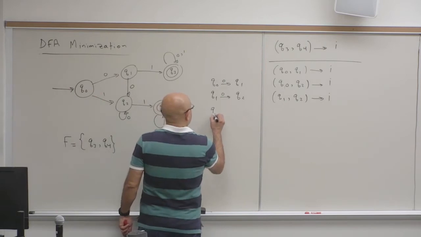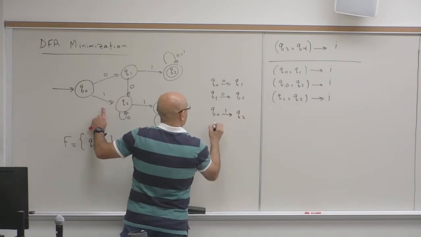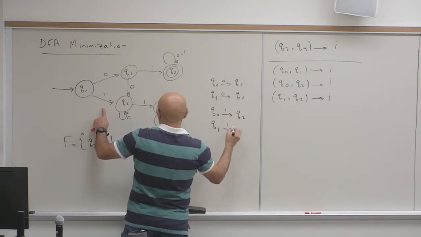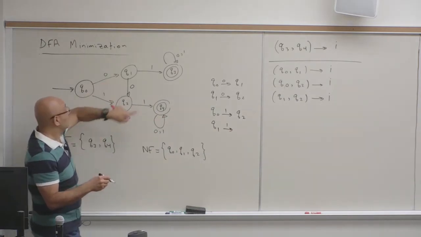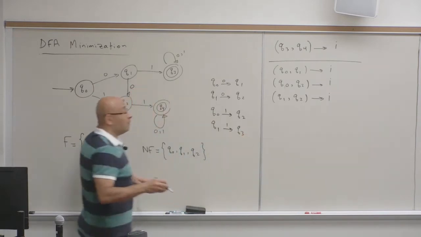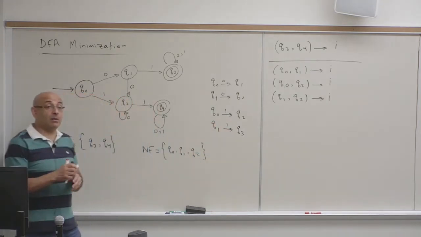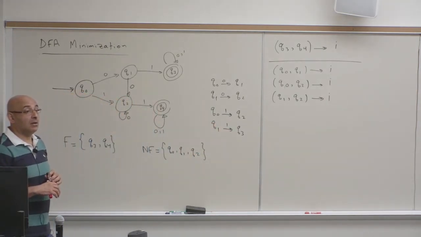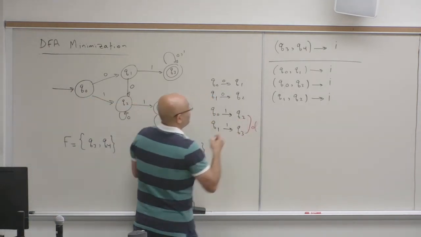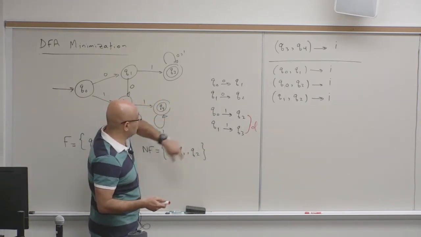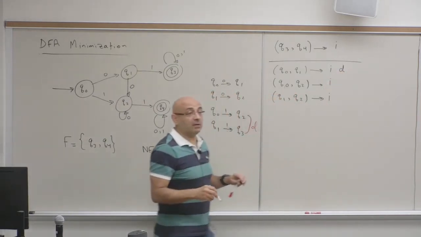Now, what if I look at the transition on a 1? Q0 on a 1 goes to Q2. Q1 on a 1 goes to Q3. Now, is this distinguishable or indistinguishable? Q2 and Q3, do they belong to the same equivalence class or not? No. They belong to two different equivalence classes, so this is distinguishable. So now I change the relation between Q0 and Q1 to a D. They are distinguishable.